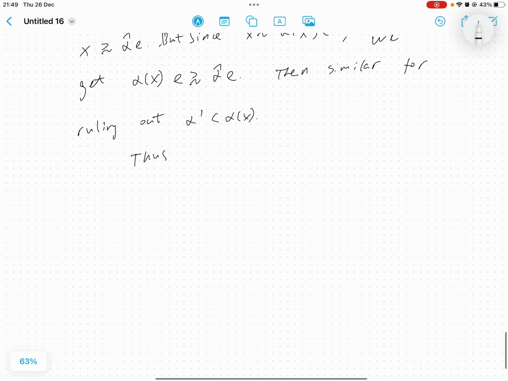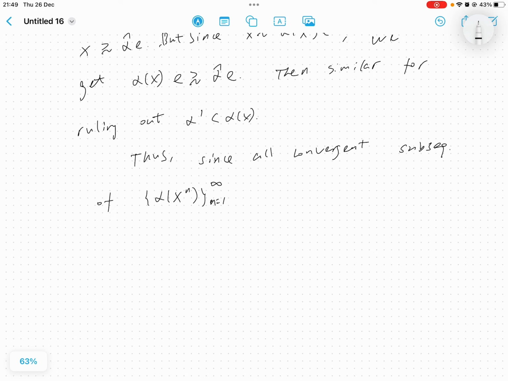Okay. Thus, since all convergent subsequences of this alpha x must converge to alpha x, okay, and then finally we have the limit as n goes to infinity of alpha x n is alpha x itself, okay, and then the proof is complete.